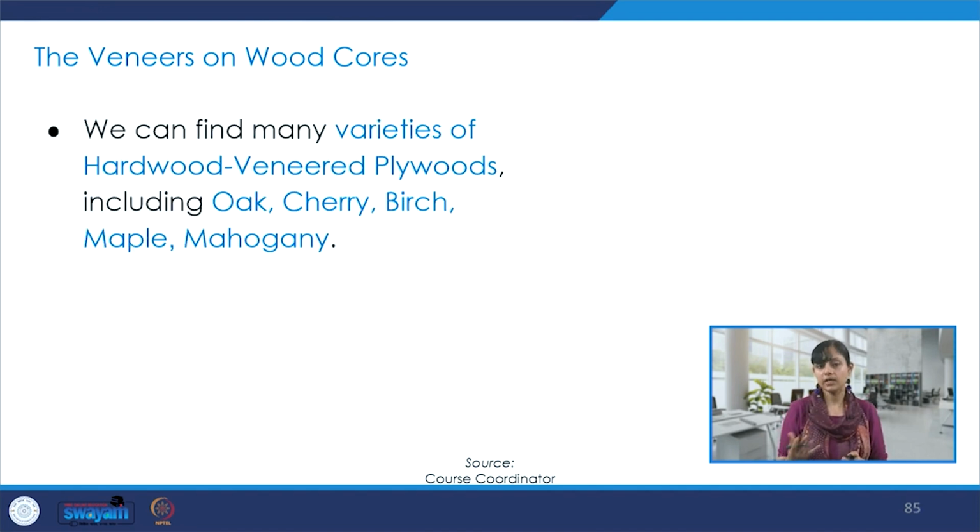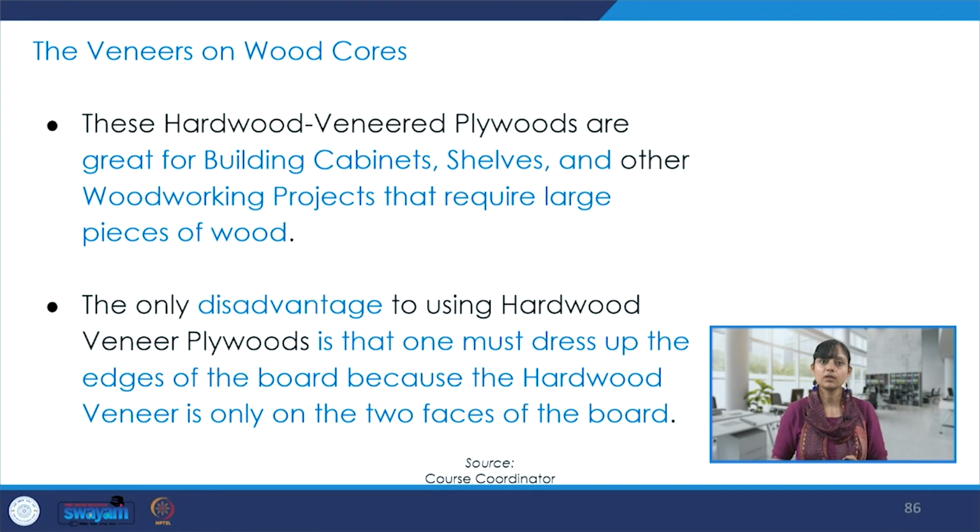We can find many varieties of hardwood veneered plywoods including oak, cherry, birch, maple, mahogany. And these hardwood veneered plywoods are great for building cabinets, shelves, and other woodworking projects also, where large pieces of wood may be required. The disadvantage to using hardwood veneer plywoods is that one must dress up the edges of the board, because the hardwood veneer is only available on two faces, here and here, not the edges. So that has to be addressed.